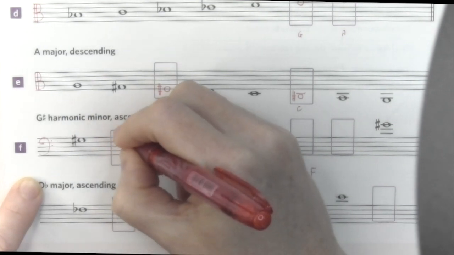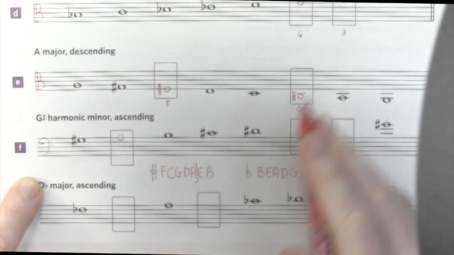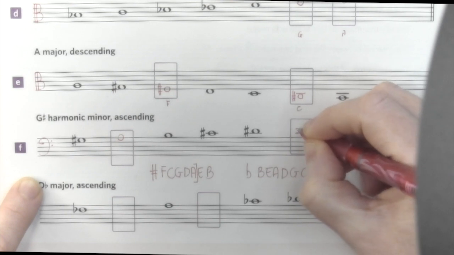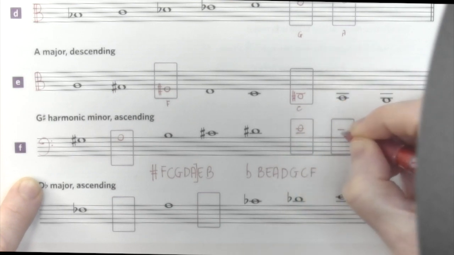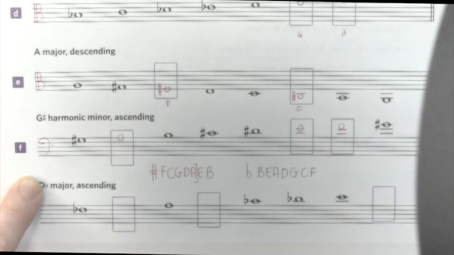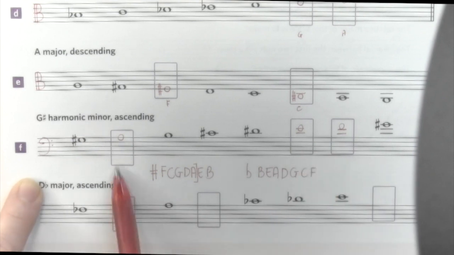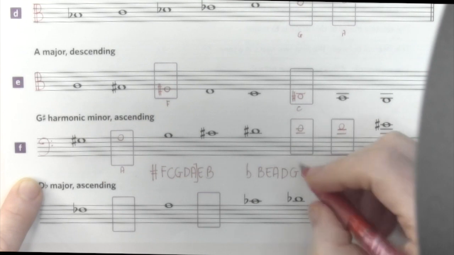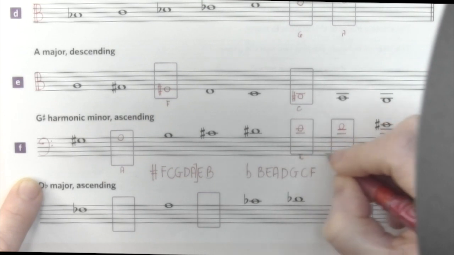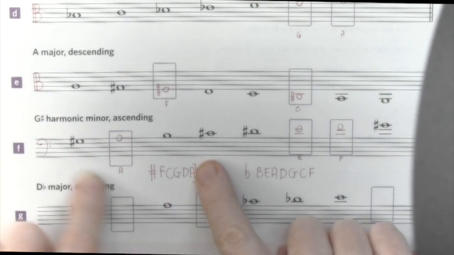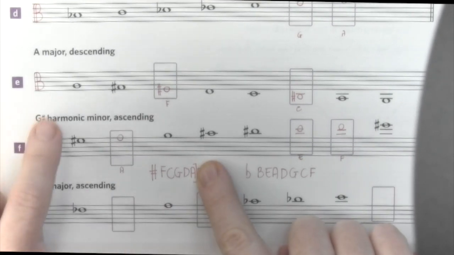Sol, La, Si, Do, Re, Mi, ledger line, and Fa, ledger line above. Okay, this is how you can write neatly, just follow the steps. Okay, we said La, Si, Do, Re, Mi, and Fa. Here's the key signature, G sharp harmonic.